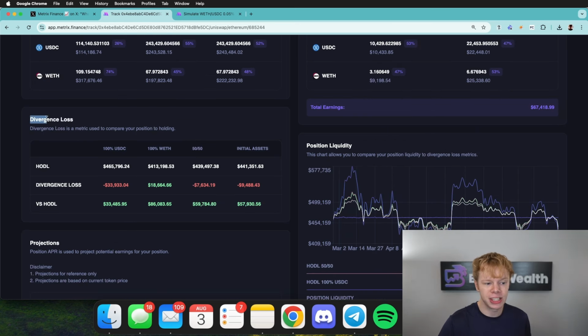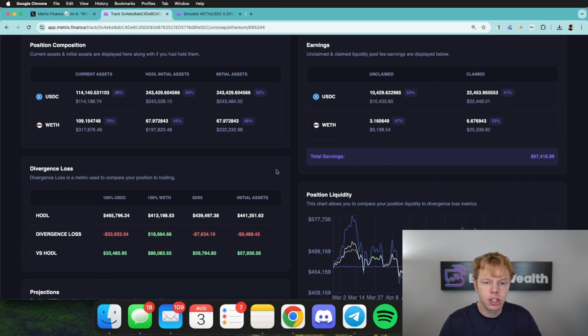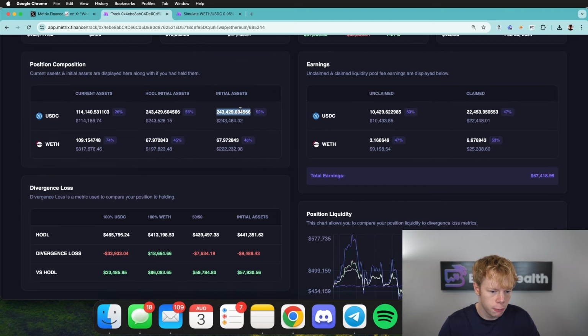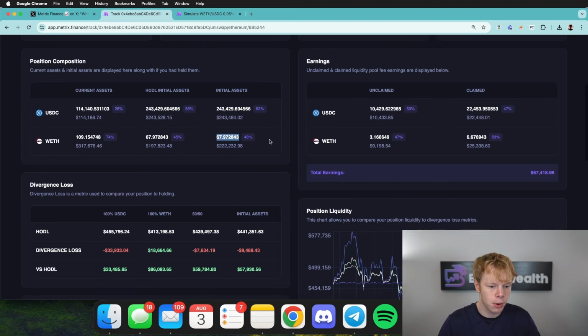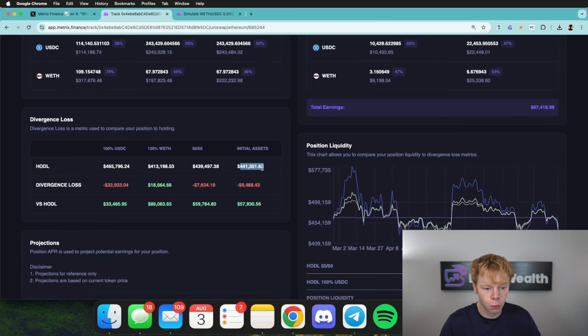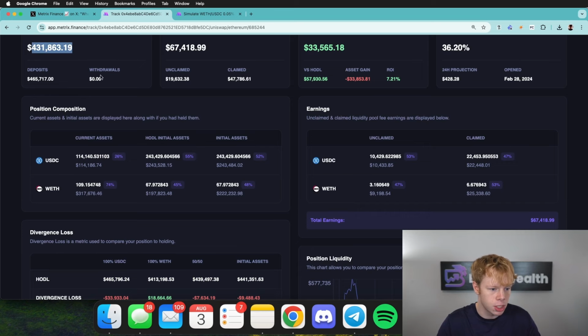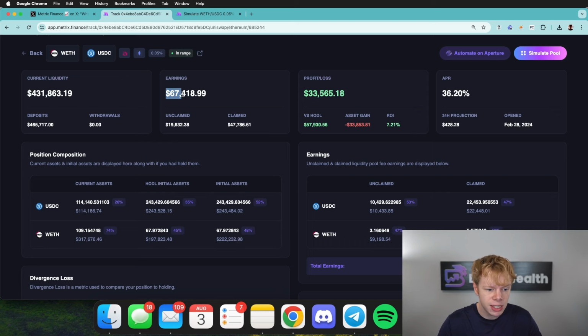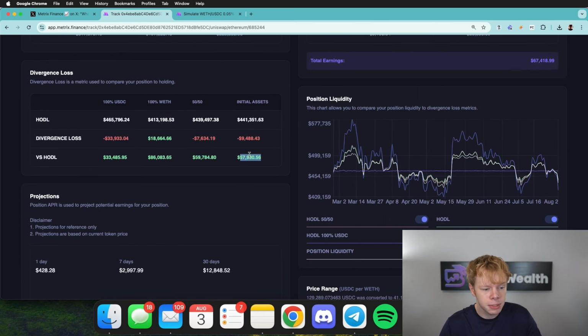This chart right here is the absolute gold for Metrix Track. I have not seen any other software that actually has this and can showcase how your position performs against different metrics. So what this shows me right here is if this person were to HODL in the market, they were to hold their initial 243K USDC and 67.97 Ethereum, they would have $441,000 right now, compared to what we have in the LP position, which is $431,000. That's nearly a $10,000 difference. But since we have the $67,000 in earnings, that comes out to a net profit of $57,000 compared to holding in the market.